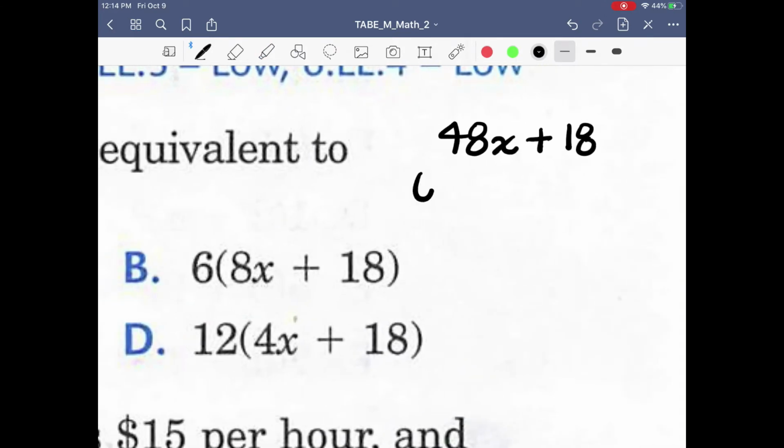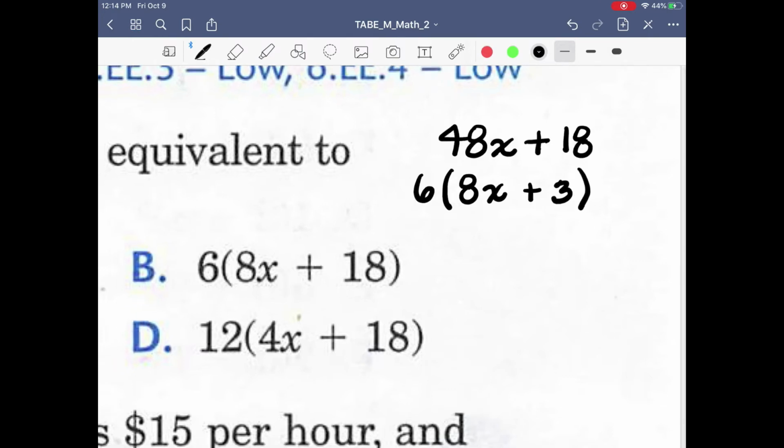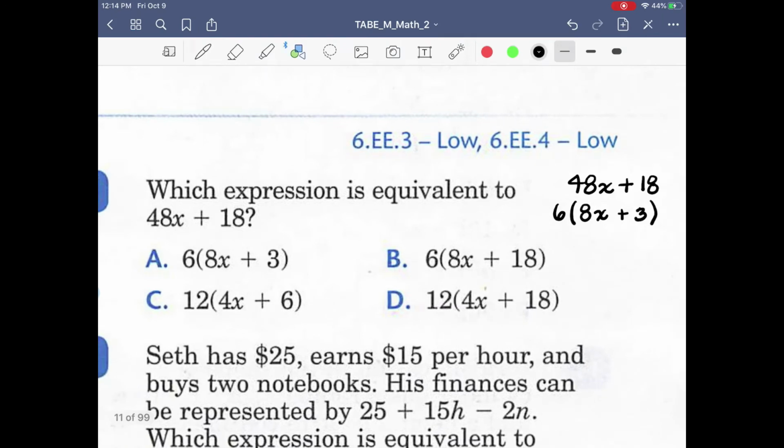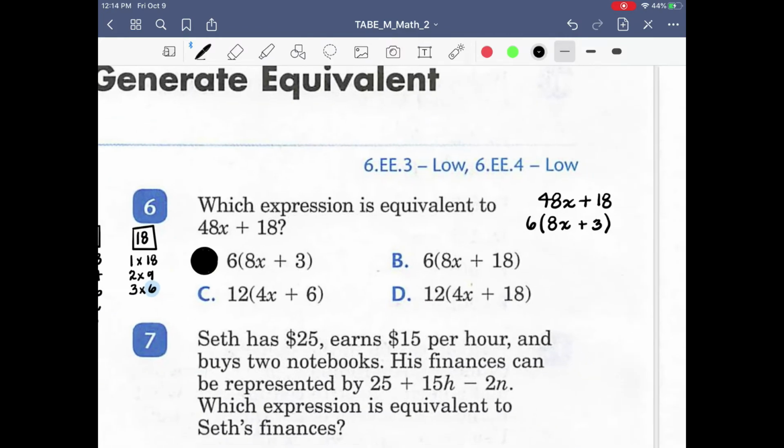So I'm going to pull out the 6. 6 into 48 is 8 times. So there's 6 times 8x, that's 48x if you multiply it. And then 6 into 18 is 3. So hopefully this expression is present, and it is. This is going to be A. So instead of distributing, building up this time, we are breaking down.